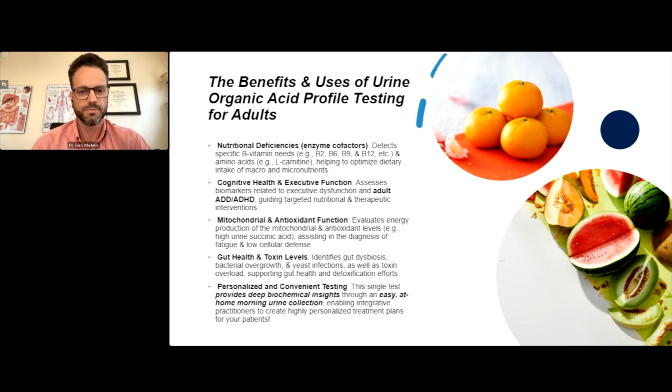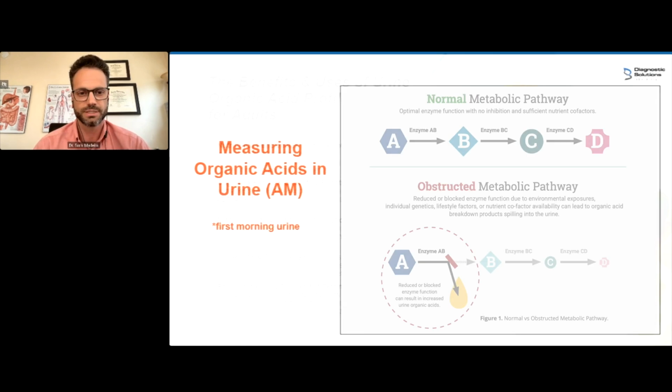So you can go fairly broad under that category. There are other conditions there too. Mitochondrial and antioxidant function, so you can see what's going on in their mitochondria here. Gut health and toxins, I won't get into those categories for the sake of time, but we do test those in the urine organic acid profile. So really you're getting a personalized, convenient test report for your patients.